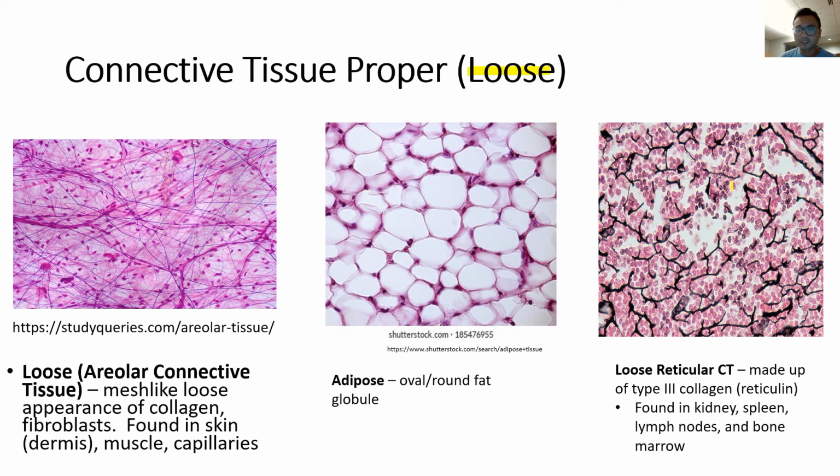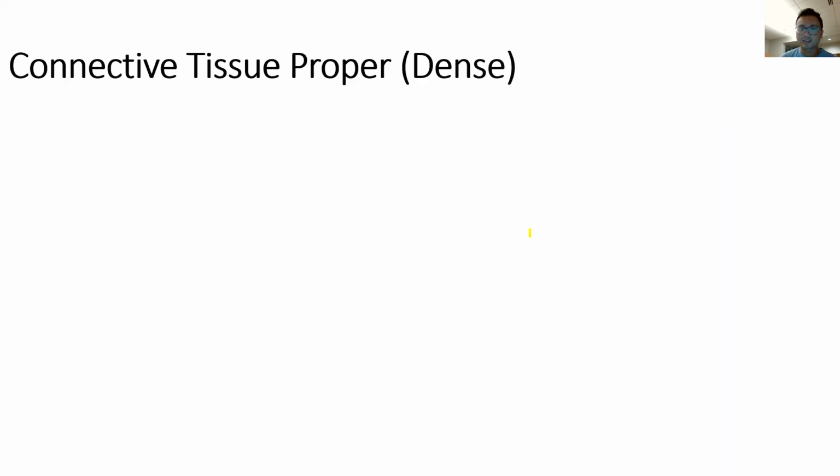And this is made up of type 3 collagen or reticulin. And this is found in the kidney, spleen, lymph nodes, and bone marrow, which should make sense because these are areas in which there is lots of extravasation and things like sinusoid capillaries, so blood cells have to get in and out. And so it would make sense that they're loose. And what it means by loose is that there's a lot of white or ground substance appearing in these types of connective tissue. And so I think it's best to appreciate that on the areolar connective tissue, because on the loose reticular connective tissue, you actually need a special stain to see that, so it's not as clear.